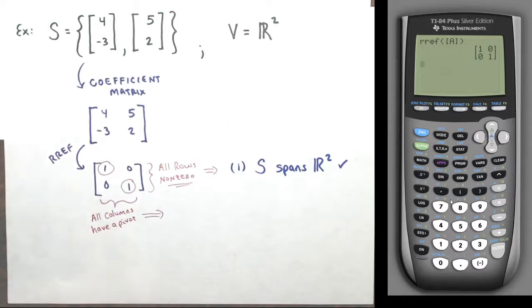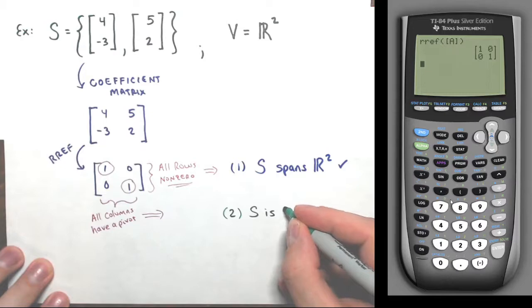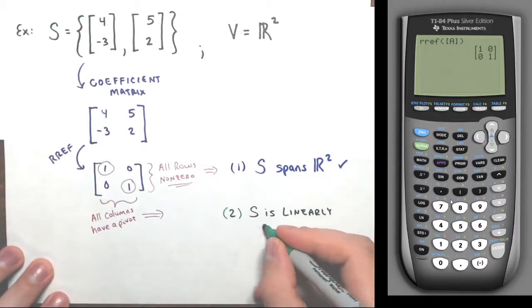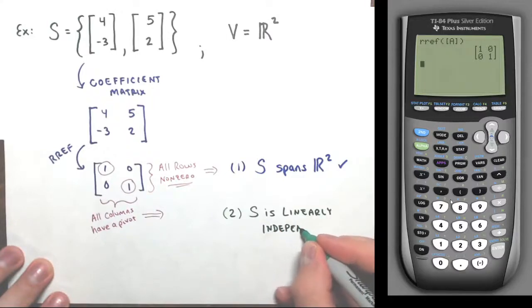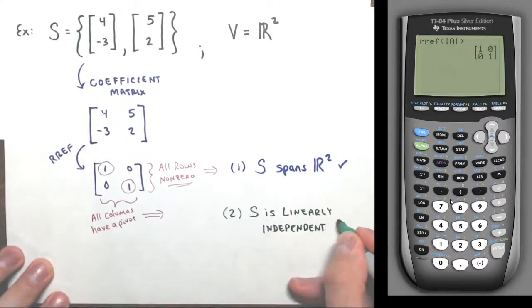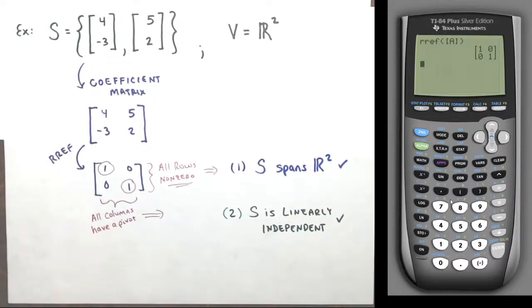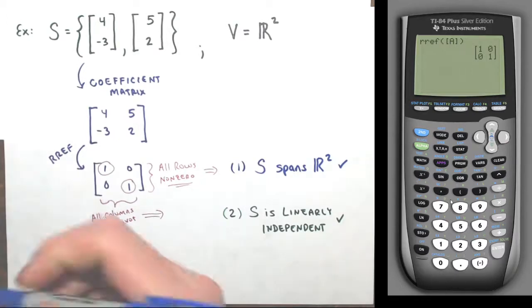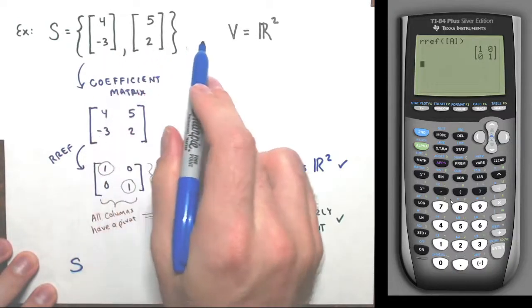All right. So 2, S is linearly independent. Check. So both of these things are happening. So yet again, I have the fact that this set of vectors is a basis for R2.